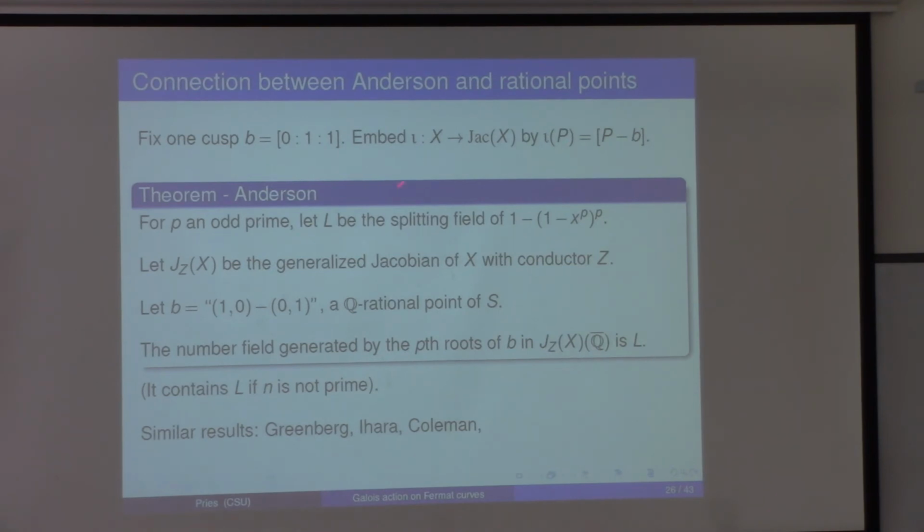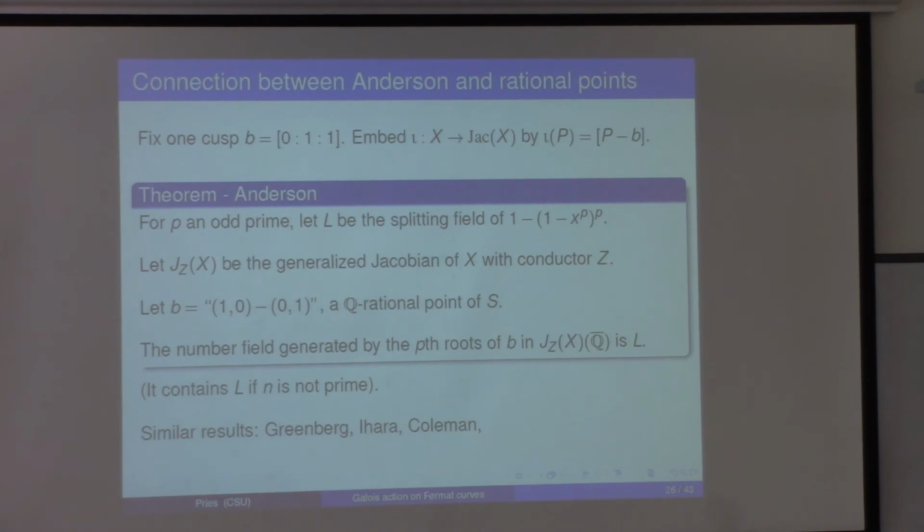So what's the connection between Anderson's point of view and these rational points? Well, if you fix one of the rational points on the Fermat curve, and you embed the curve into its Jacobian using that point, then Anderson's result can be used to state the following: you fix an odd prime p and you let L be the splitting field of this field, and you look at the generalized Jacobian of this curve whose conductor is z, and you look at this particular Q-rational point of that generalized Jacobian, and then look at the pth roots of that in the generalized Jacobian. It turns out the number field generated by the pth roots of that point is exactly this field L.